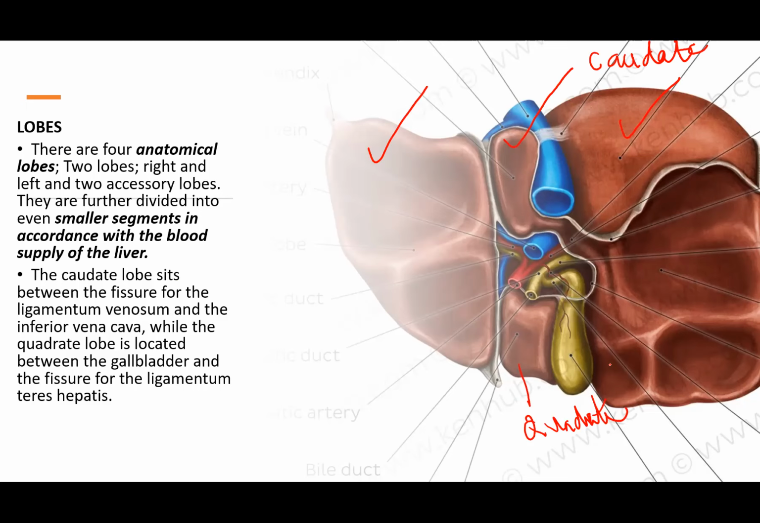They are further divided into smaller segments in accordance to the blood supply of the liver. We are going to see the segmental anatomy of the liver, and that is very relevant in your surgical anatomy. The caudate lobe sits between the fissure of the ligamentum venosum and the inferior vena cava. We've talked about this earlier on.